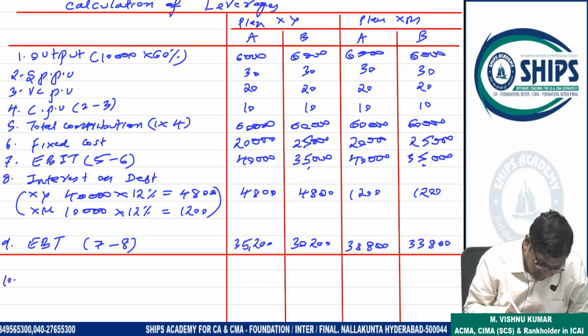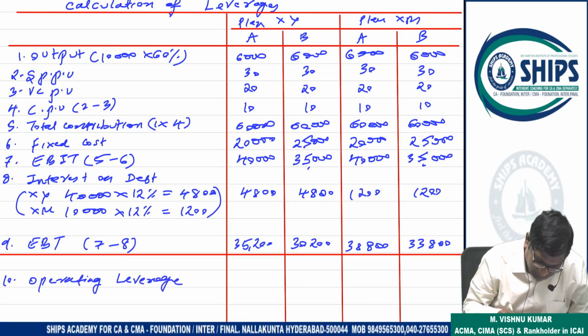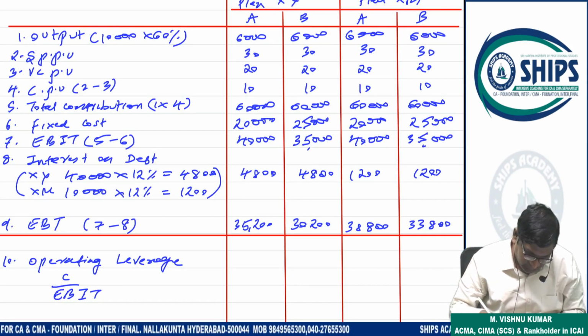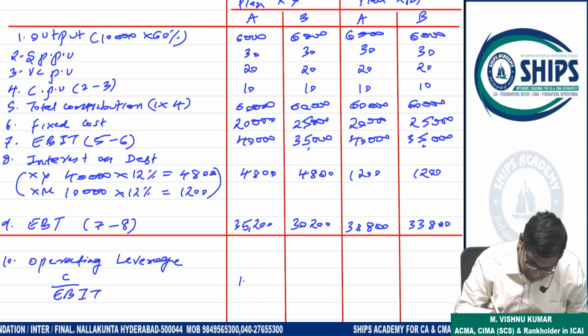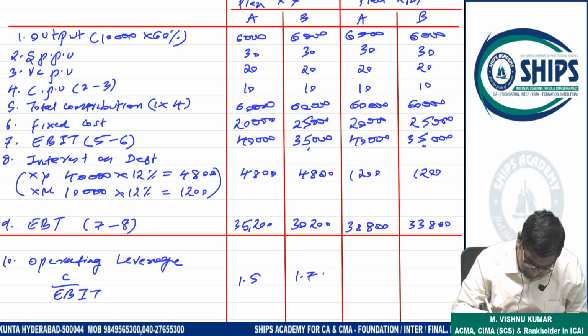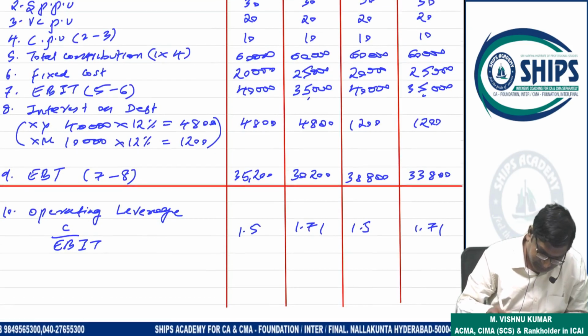So first, operating leverage: contribution by EBIT. So 60,000 divided by 40,000, 1.5. Next, 60,000 by 35,000, 1.71. Here same 1.5, 1.71.